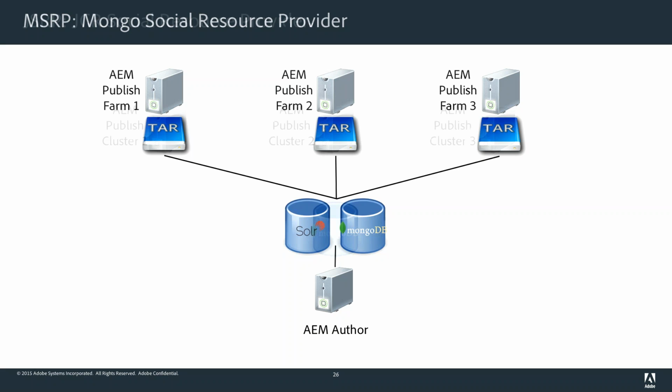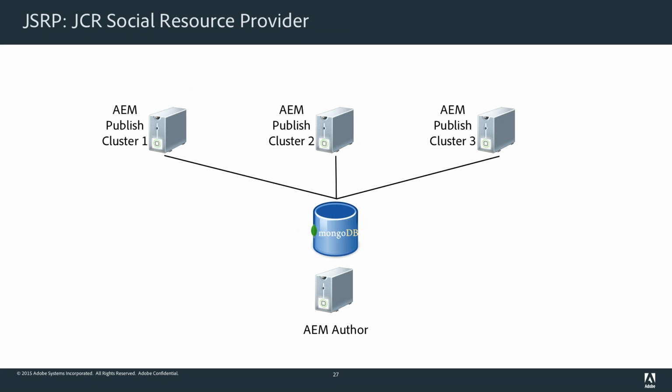Then we have a third option, which is a JCR-based option. If you don't want to do any of those other options for whatever reason, we do support a MongoDB persistence layer in JCR, but you then do have to cluster your publishers. So this is the give and take between the JCR API and what we built inside the social resource provider.